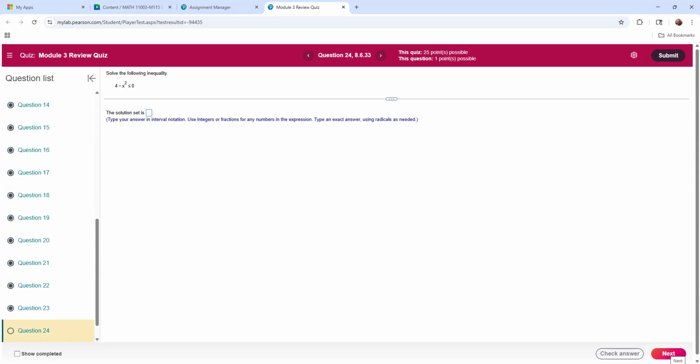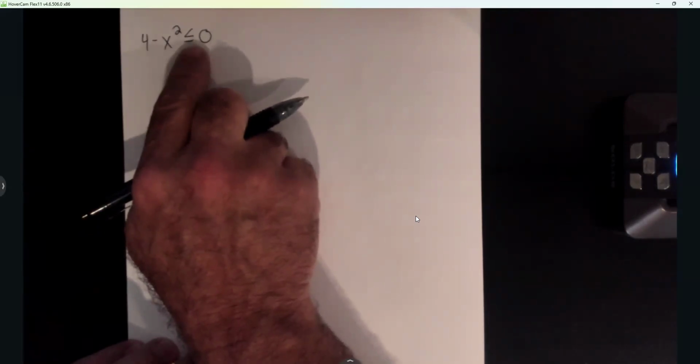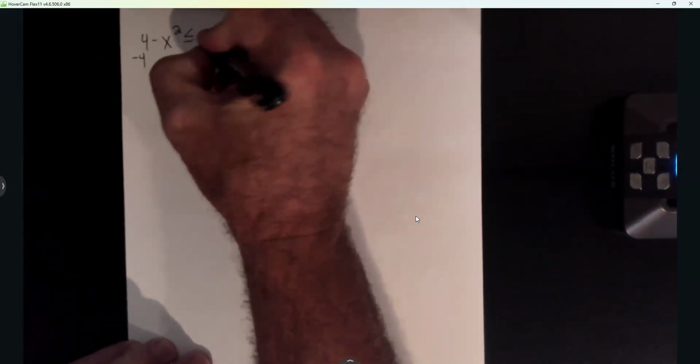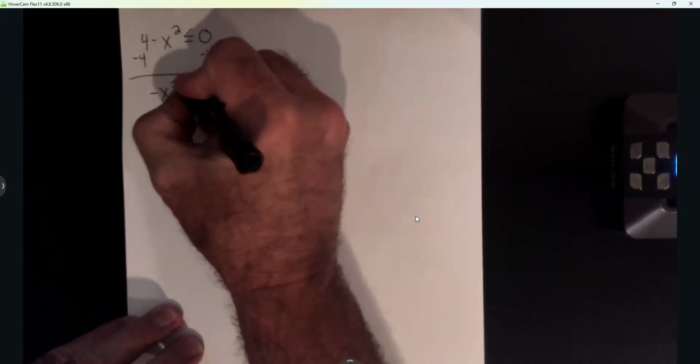All right, so this one has 4 minus x squared is less than or equal to 0. Y'all, this one is the trickiest of these. You gotta be really, really careful on this one. Now I'm going to leave this in here until I get this x squared to be positive. So first thing I'm going to do is move the 4 over by subtracting 4 from both sides. So that cancels. I get a negative x squared less than or equal to a negative 4.